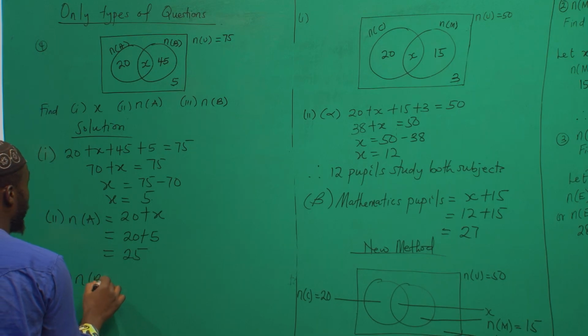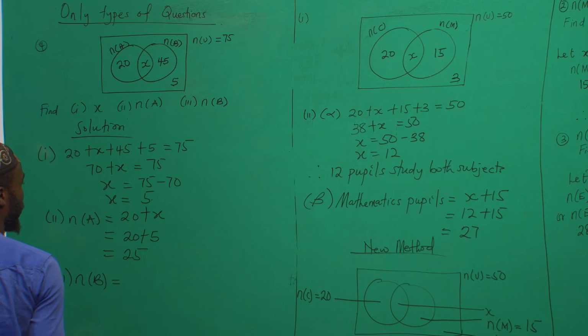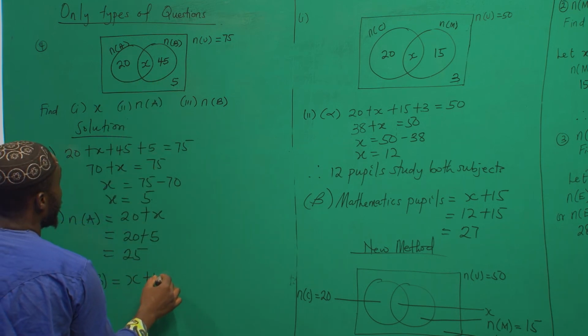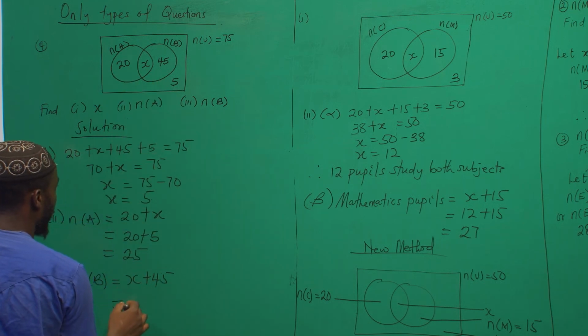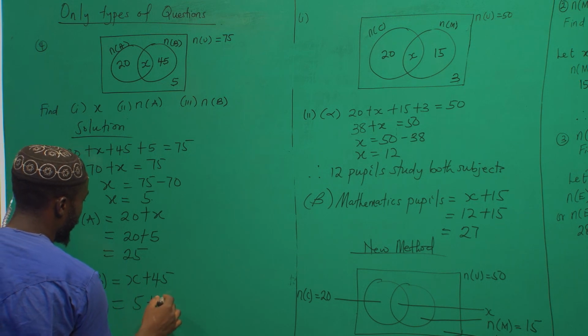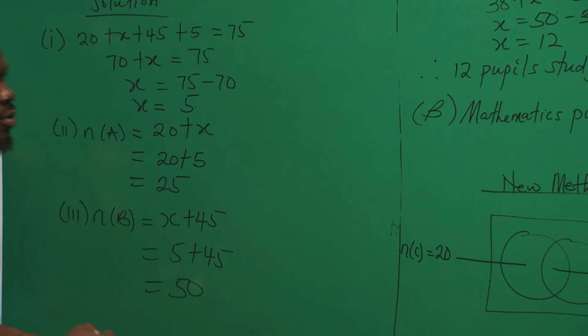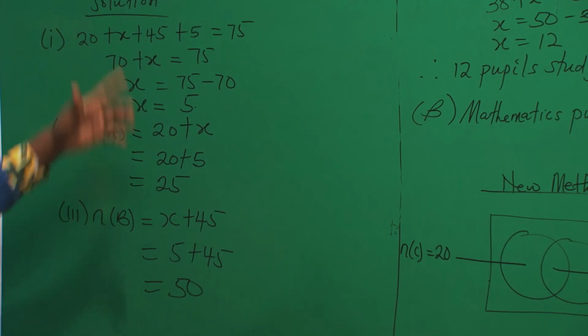Then the III, n of B, will be the full circle of B. That is X plus 45. And my X is 5 plus 45. Then I'll get 50. So sometimes diagrammatic questions can be given and you should use your application to solve.